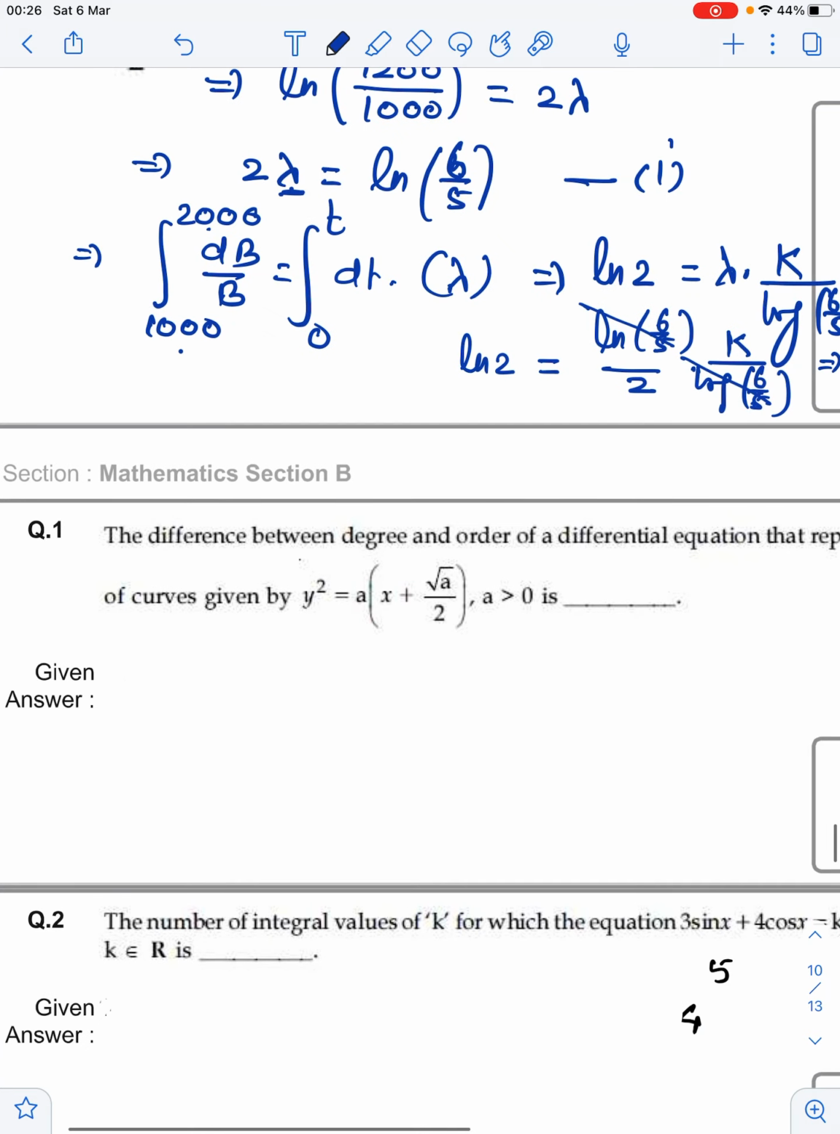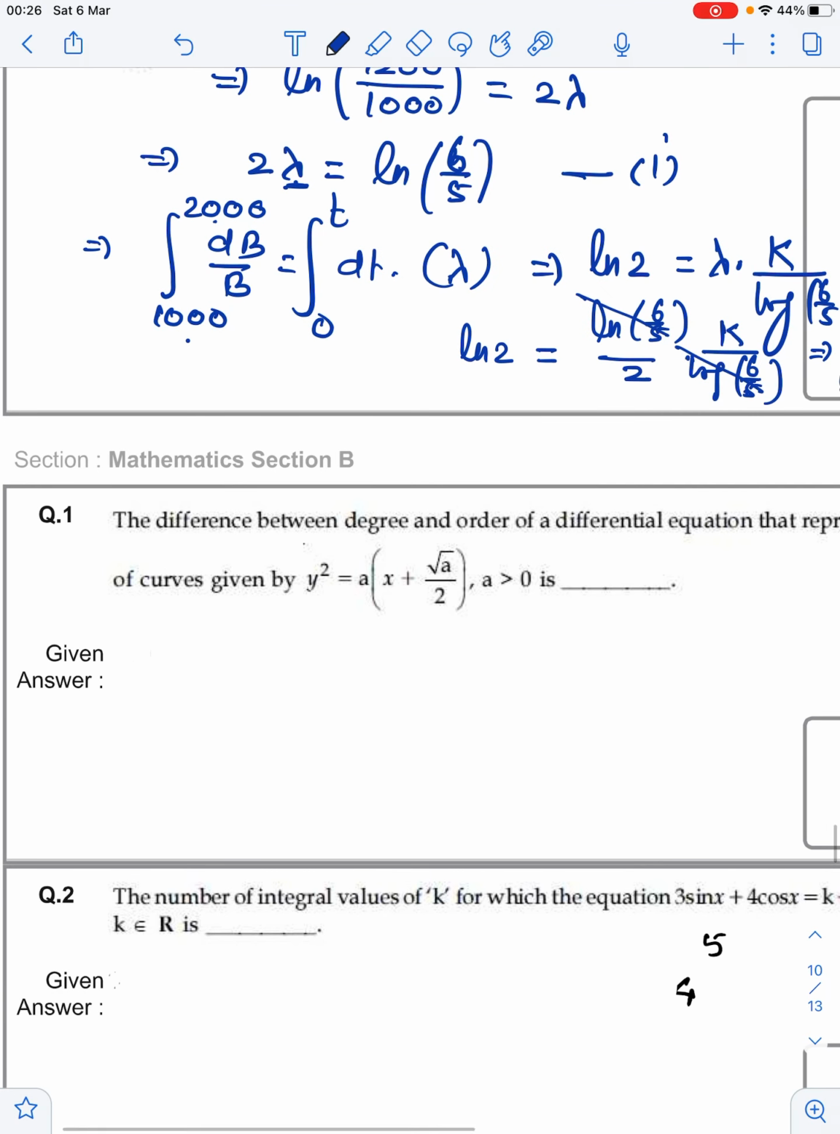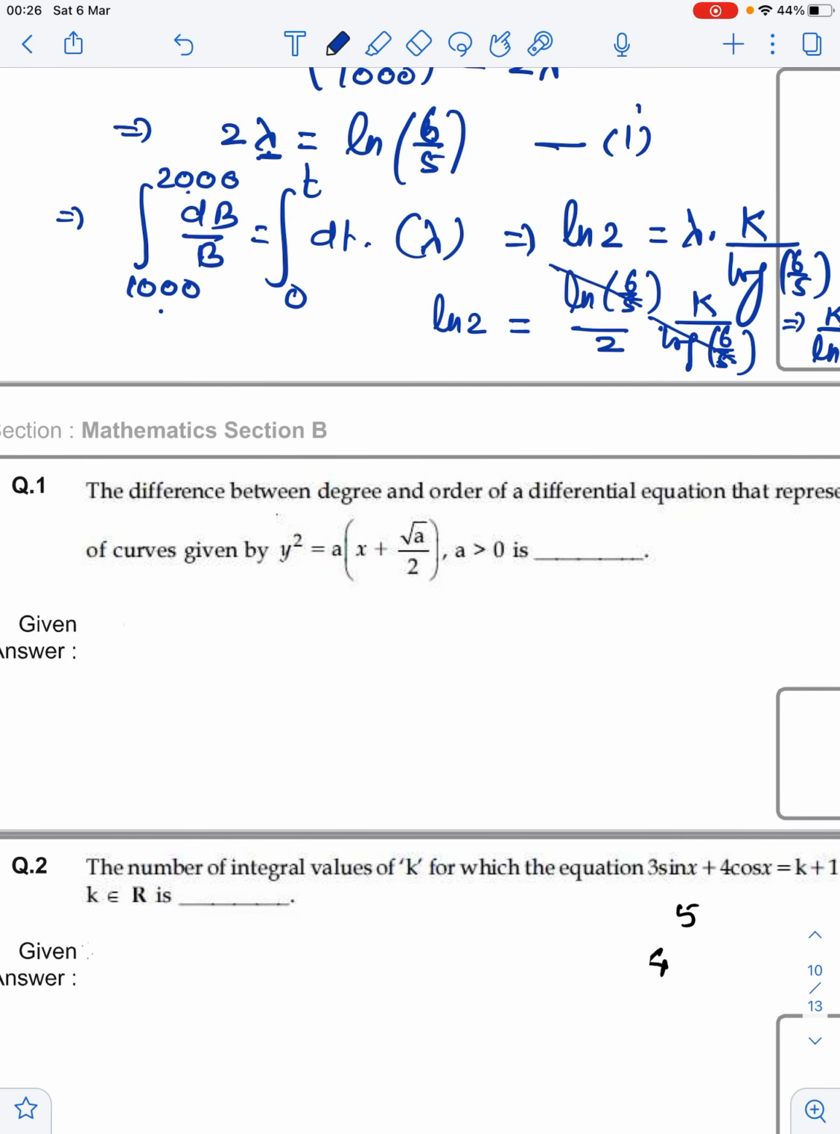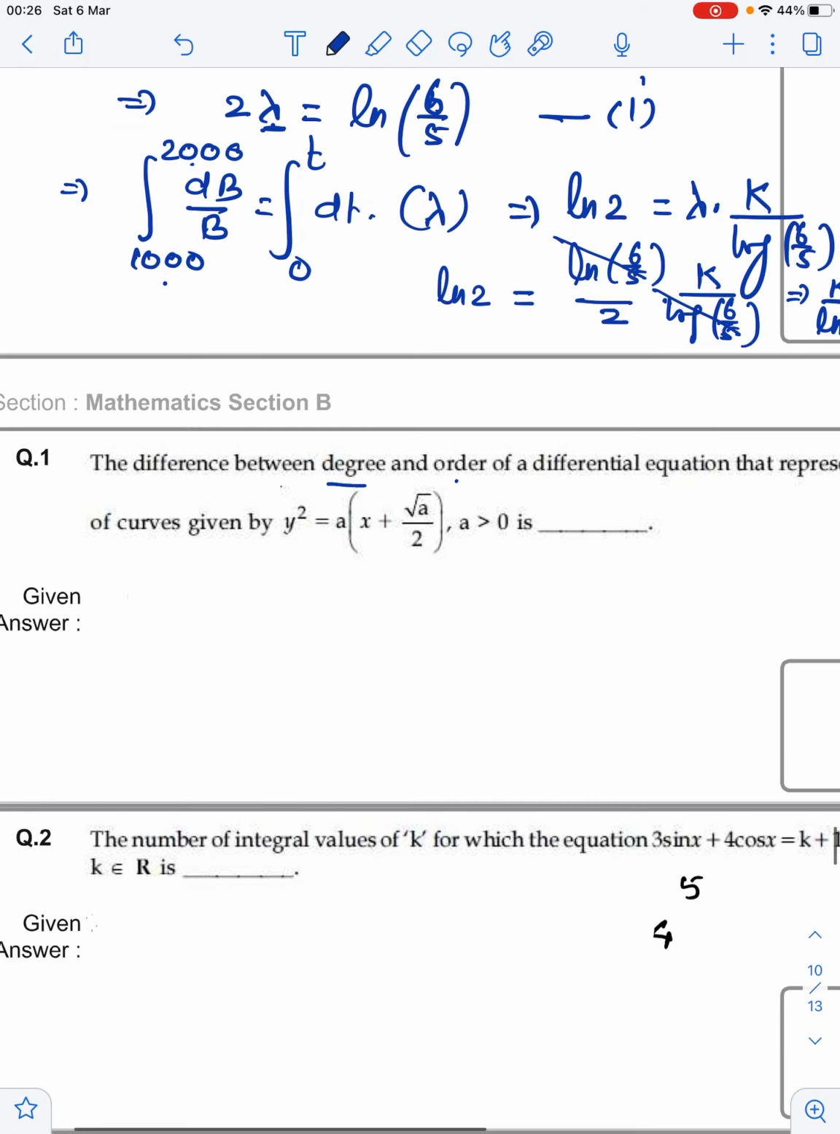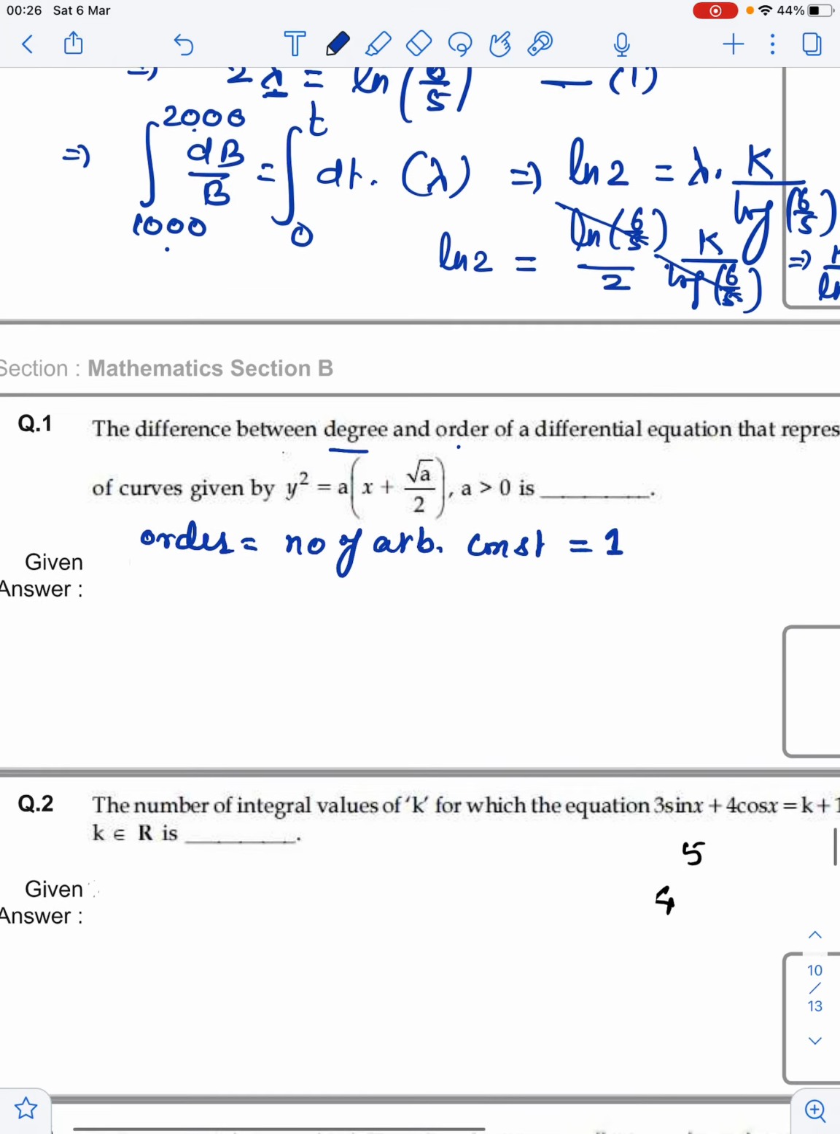Now this is pretty much the oral question. The first integral type question, the numerical type question: the difference between the degree and the order of the differential equation. So order is equal to the number of arbitrary constants, which is equal to 1 in this problem, which is only A. A is the arbitrary constant. So order is fixed, that is A.